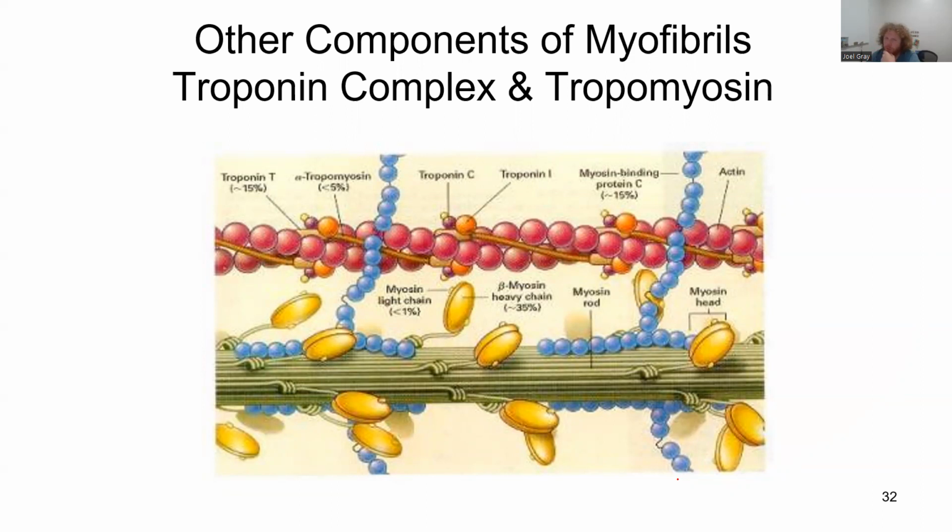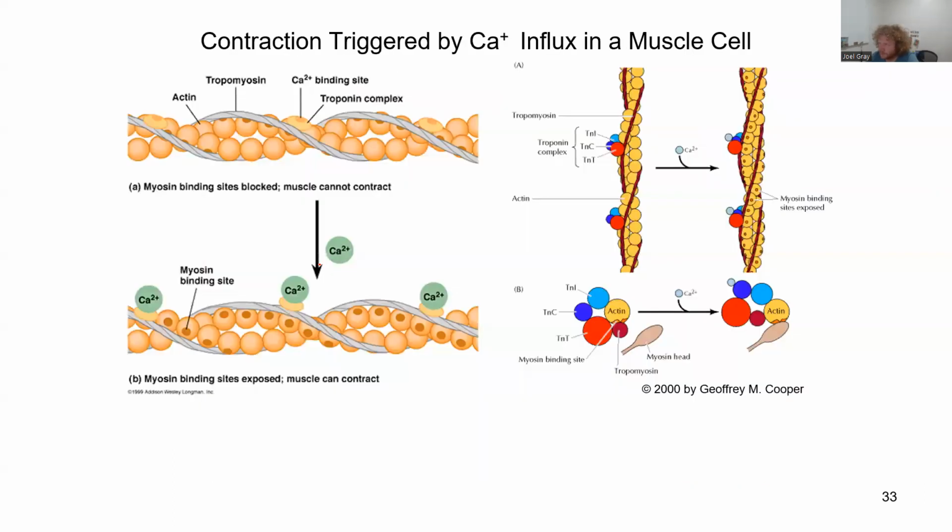Now, there are other players involved in this complicated process of muscle contraction and relaxation. For instance, the troponin complex and tropomyosin are two proteins that are also involved. Troponin I is represented right here. Troponin C is represented right here. And these lie along the actin filament. Now, they participate in what causes this muscle contraction to take place. Contraction can be triggered by calcium influx.